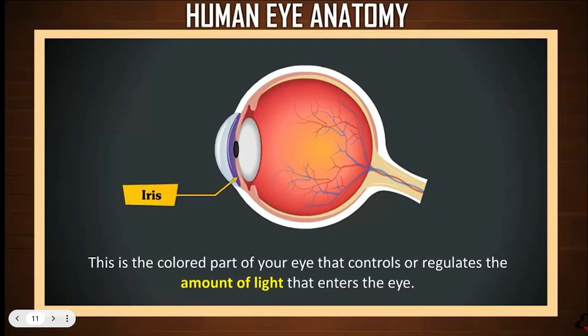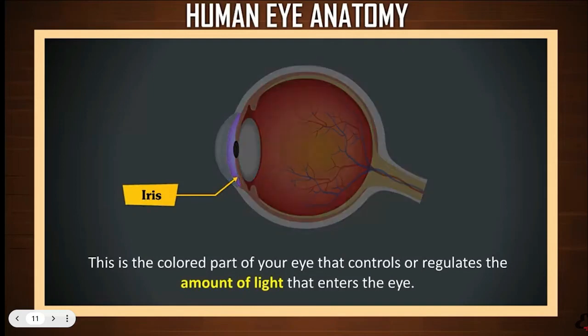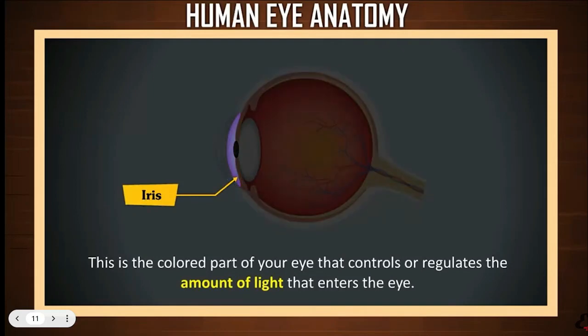Iris. It is the colored part of the eye that controls or regulates the amount of light entering the eye.